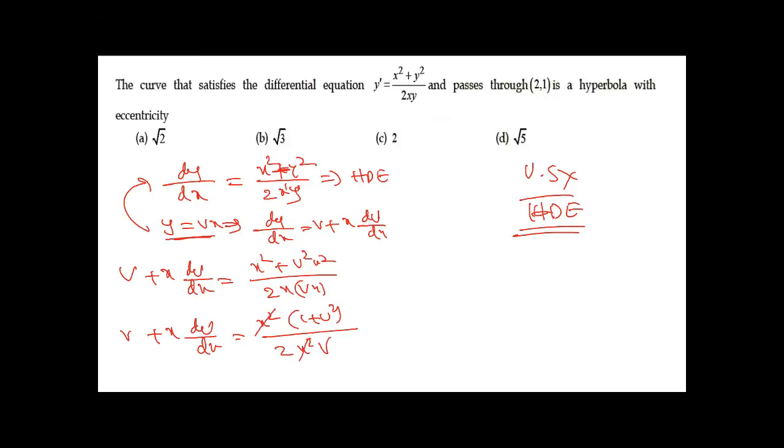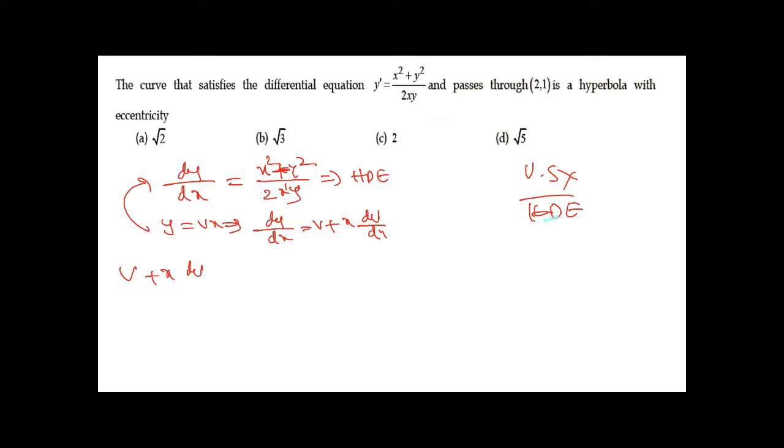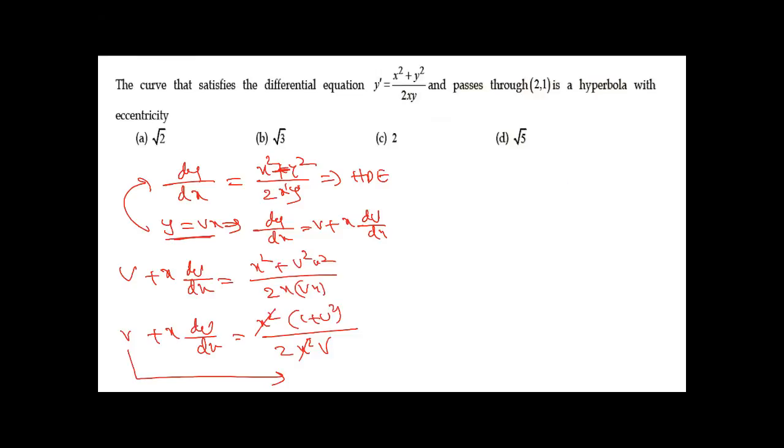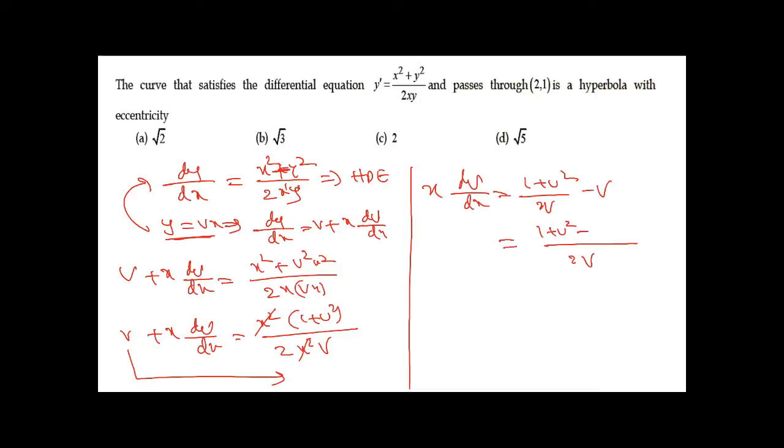Here x square will cancel. Now we can shift v to this side. So that x dv by dx equal to 1 plus v square by 2v minus v comes. Now simplify the right side: 2v, 1 plus v square minus 2v square. That is 1 minus v square by 2v comes. This is x dv by dx.